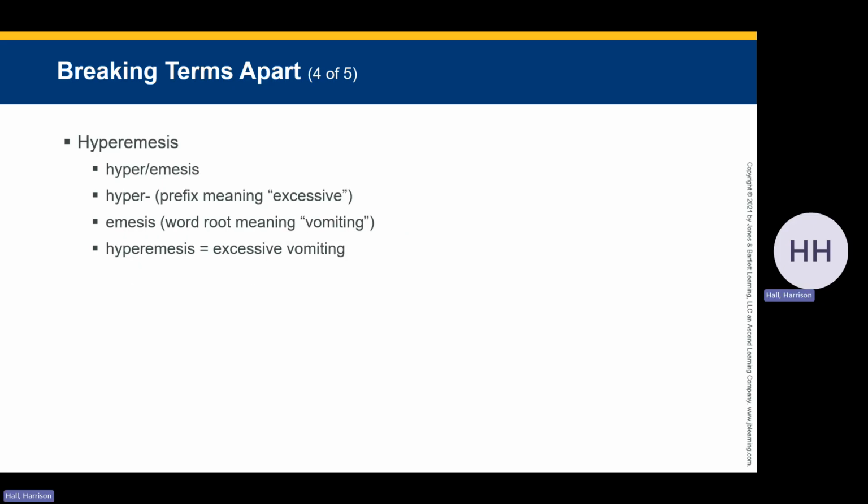Here's another one, hyperemesis, right? So we have a prefix and a root word, but there's no suffix over here. So doing the prefix first, hyper means excessive. It can also mean high, but generally it's going to mean excessive or like a lot. And then emesis. So this word root means vomiting. Putting those together, hyperemesis equals excessive vomiting.